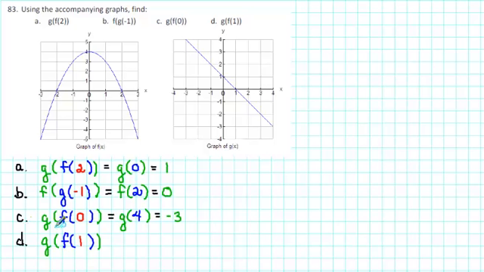Finally, for part D, we're asked to find g of f of 1. So first of all, we evaluate f of 1 using the graph of f. We see that f of 1 is equal to 3, so next we evaluate g of 3. g of 3 is equal to negative 2, so g of f of 1 is equal to negative 2.